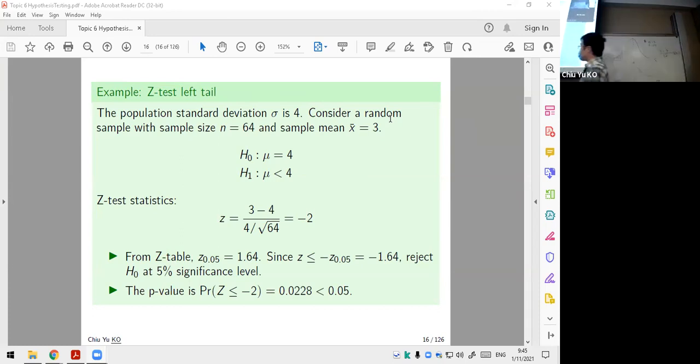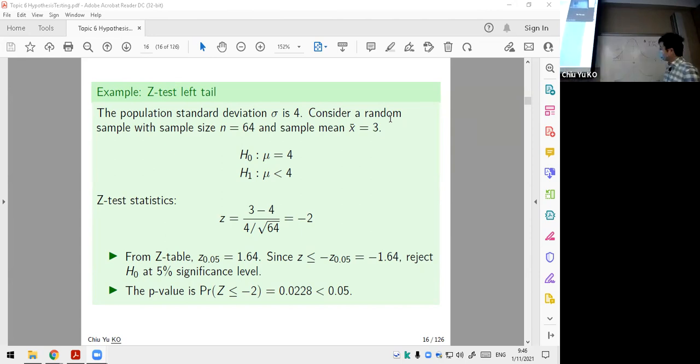Of course, if you use 1%, then you cannot reject. So if you use 1%, you do not reject. But if 5%, you reject. Just make sure that you understand this with the alpha. If 1%, you don't reject.